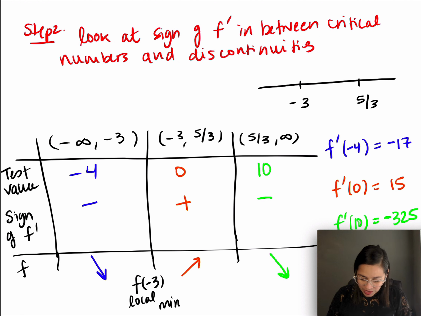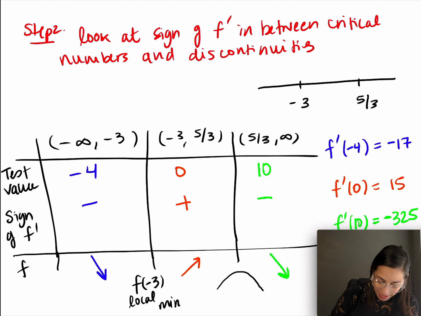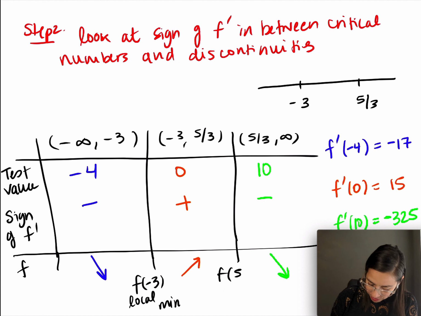I hope that's clear. And then if we do the same thing using the first derivative test, then we know that at 5/3, the derivative changes sign. It goes from positive to negative, so I obviously have a local max. Okay, so f of 5/3 is a local max.